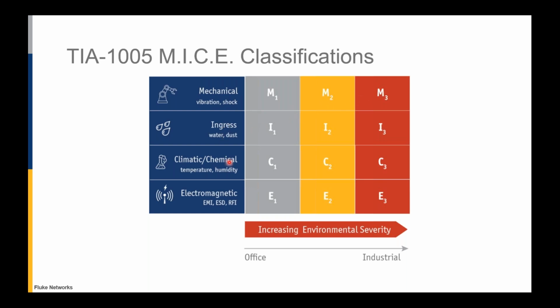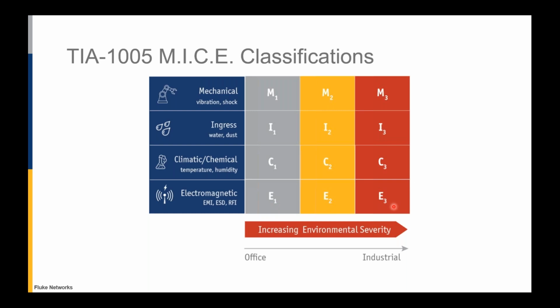Same with ingress. Now, this mechanical ingress and the climatic or chemical, I'm going to pass all of that over to Panduit. That's physical requirements. That's the jacketing of the cable, perhaps even an armored cable. Will that cable be resistant to water? Will that cable be resistant to soaking in oil? What I can help with is the testing around the electromagnetic interference. And the 1005 has specific definitions of the noise levels that represent an E1, an E2, or an E3 environment.